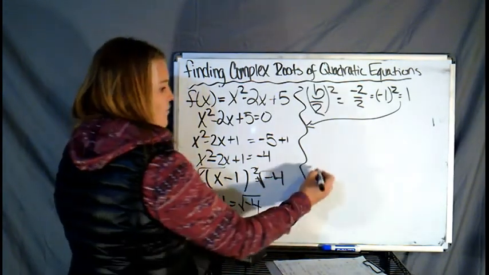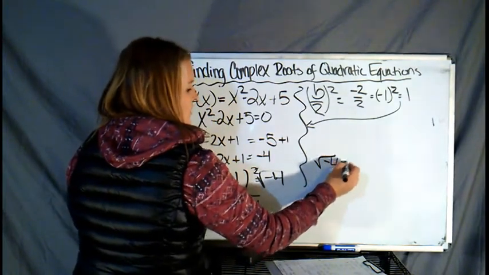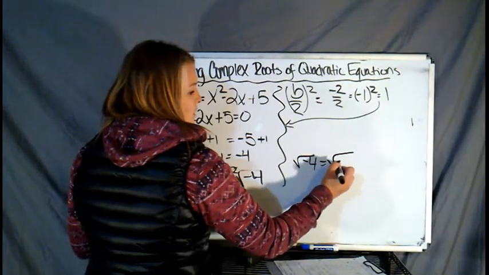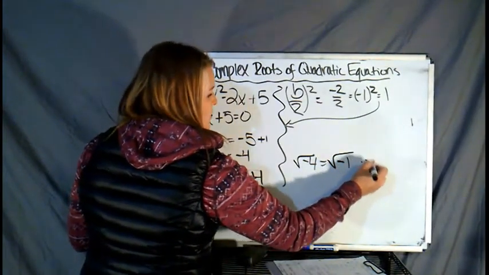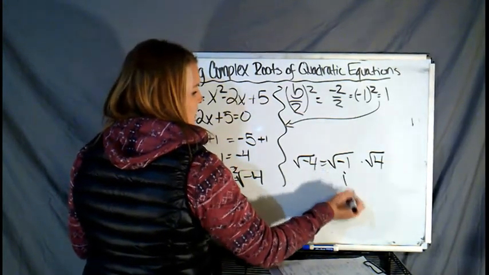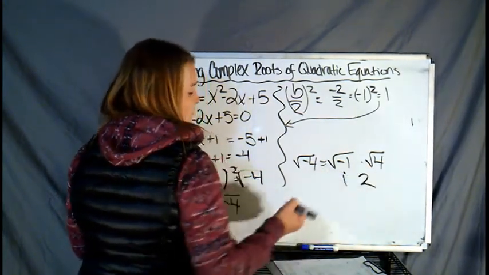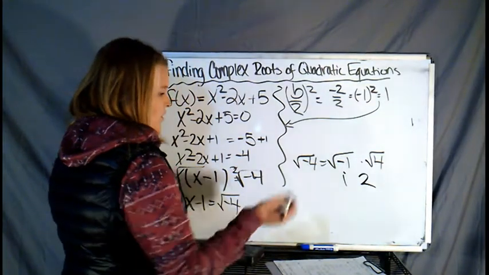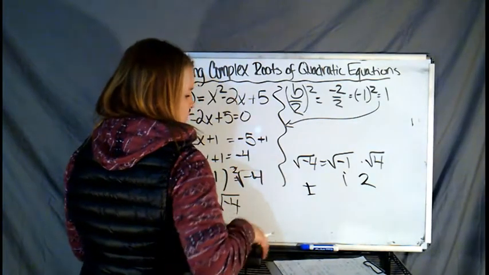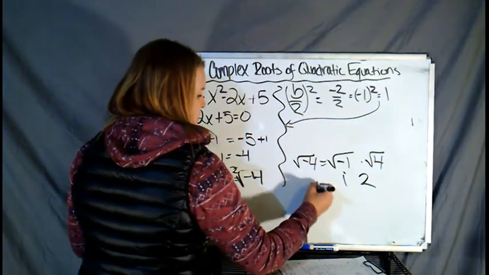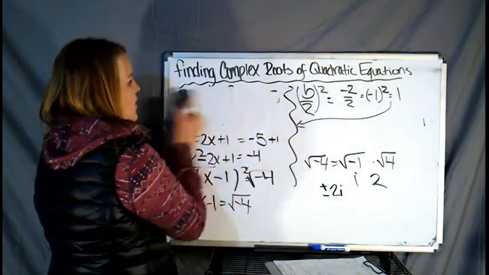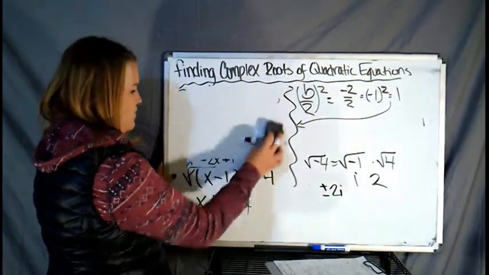The square root of negative 4, let's figure that out over here. The square root of negative 4 is equal to the square root of negative 1 times the square root of 4. I know that the square root of negative 1 is i. I know the square root of 4 is 2. So the square root of negative 4 is going to be equal to plus or minus, ooh, that's ugly, plus or minus 2i. I'm going to erase some of this and rewrite it up here.